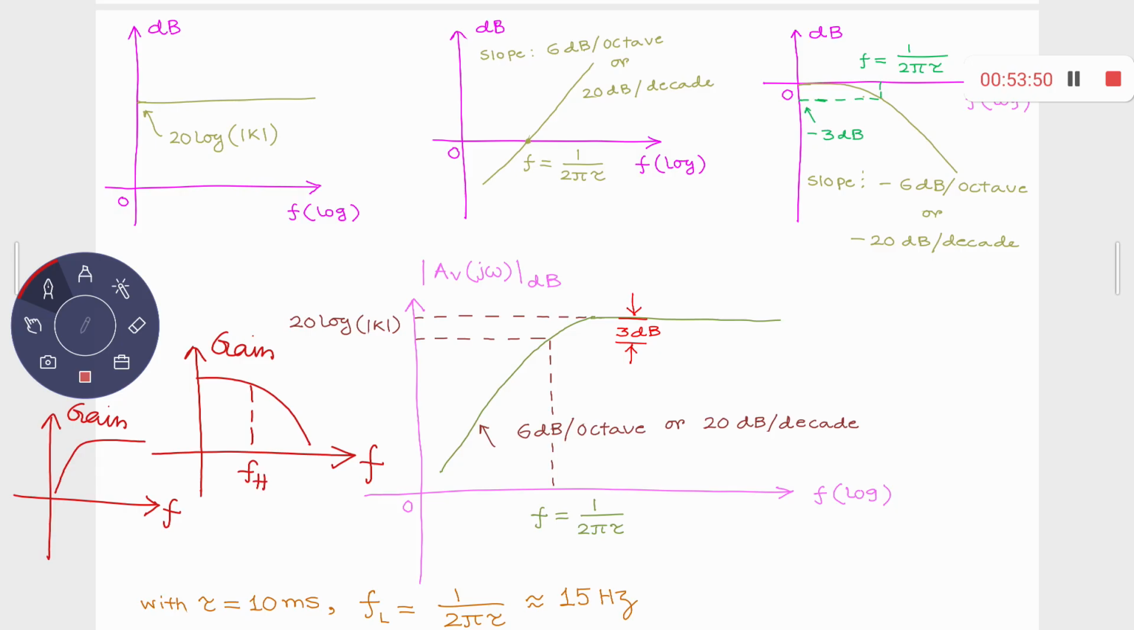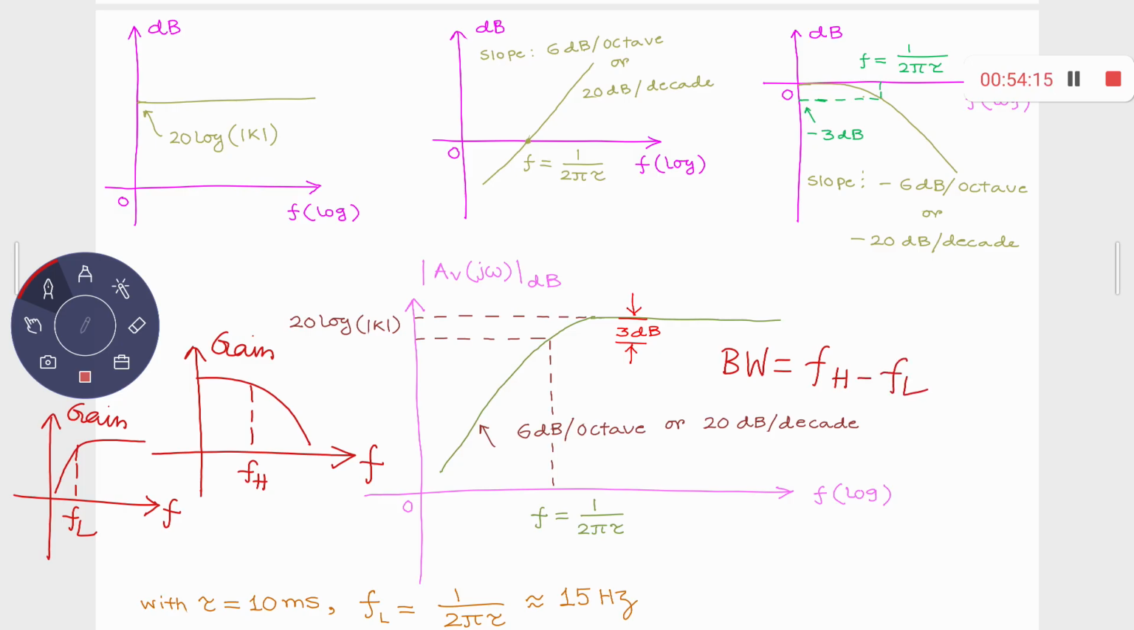And here we have the lower cutoff frequency corresponding to a high pass filter. Remember, the lower cutoff frequency is associated with the high pass filter and the higher cutoff frequency is associated with the low pass filter, and their difference, fh minus fl, will give you the bandwidth of the amplifier. Typically the bandwidth is governed by fh because fl is typically very small.